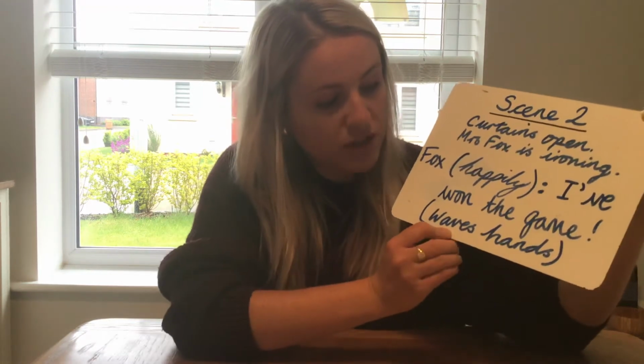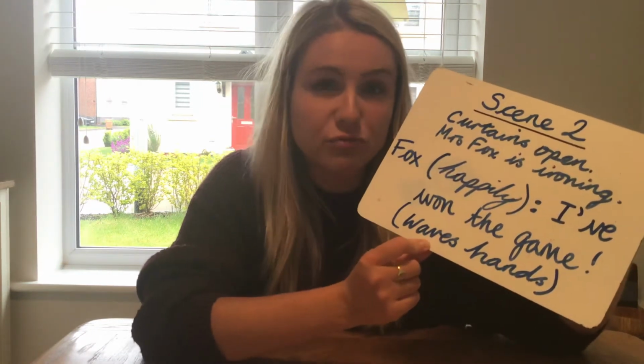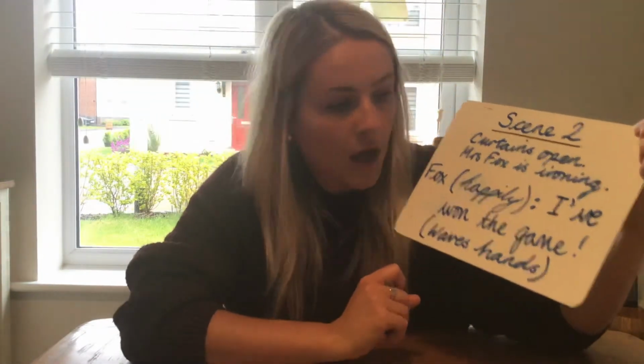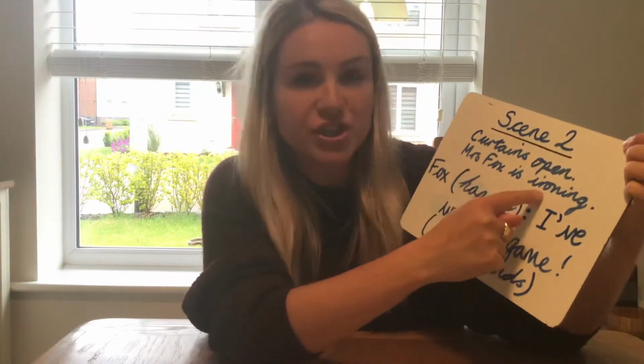Verbs, so at the bottom, if it's a verb, remember, is something that you do. So at the bottom where it says Fox in stage directions waves hands, that's a verb. What's the fox got to do? Wave his hands. We've also got Mrs. Fox, what's she doing? Ironing. So verbs where we're telling the characters what to do, and adverbs telling the characters how to do something or how to say something. So how is Fox going to say it? He's going to say it happily.